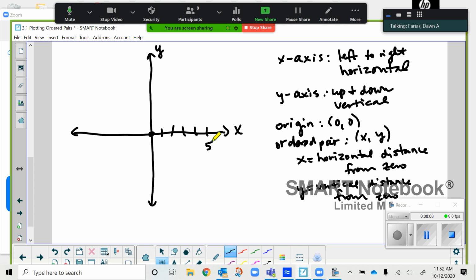And then 5 units in the positive vertical direction starting at 0. And then 5 to the negative horizontal direction. That means going out to negative infinity. That's still on the x-axis. And then 5 down towards negative infinity.